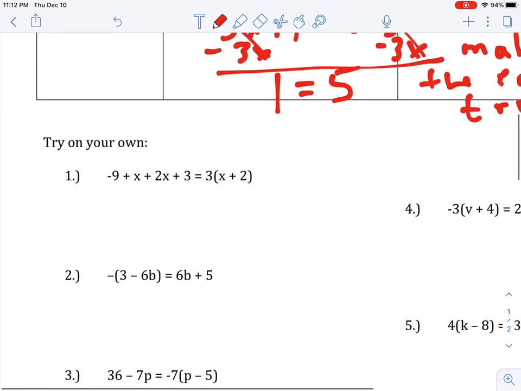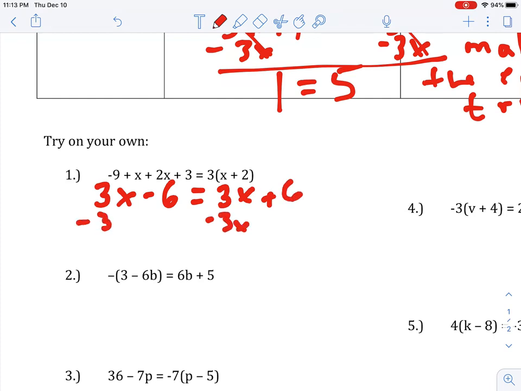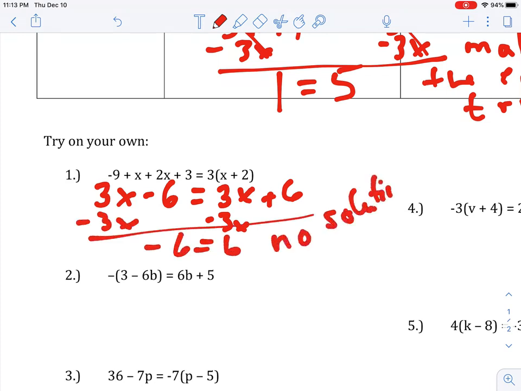Now, we're going to do two more here. The first thing we're going to do on this one is combine like terms. On the left-hand side, I'm going to get 3x, because x plus 2x is 3x, and negative 9 plus 3 is negative 6. Then on this side, I have 3x plus 6, and I'm going to move one of the 3x's, and I would get negative 6 equals 6. So this would be no solution, because the values aren't the same. Negative 6 is not the same as 6, therefore there's no solution for this.